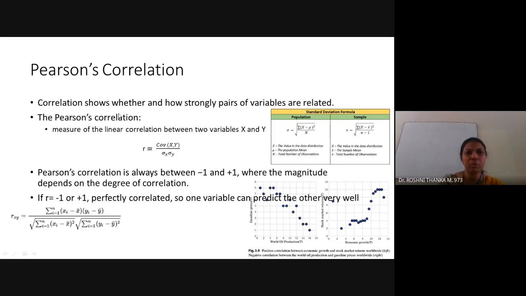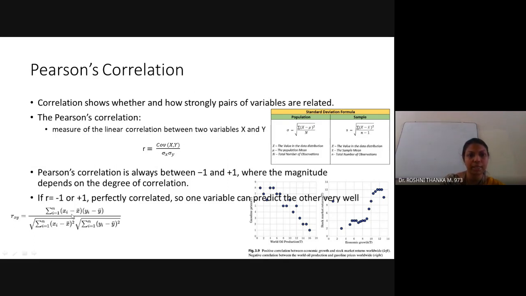Pearson's correlation is denoted by the formula r equals, first we have to find the covariance of x comma y. We already know how to find the covariance of x comma y, divided by sigma x and sigma y, which denote the standard deviation of x and the standard deviation of y. You already know what standard deviation is, how well the data is spread. So we find the covariance and divide it by the spread, and you get Pearson's correlation.